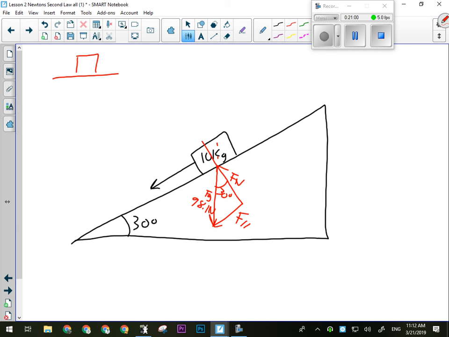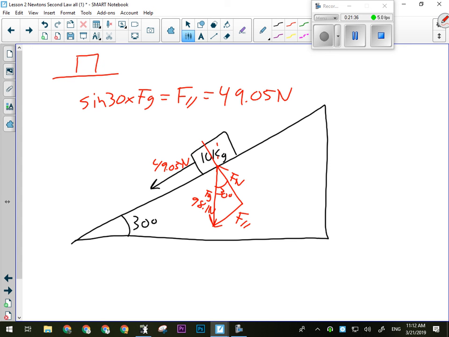Now I can calculate F parallel. F parallel is opposite the angle, and I have the hypotenuse. So what trig function do I use? Sine. The sine of 30 degrees times the force of gravity, which is the hypotenuse, will give me F parallel. So it'll be 49.05 newtons. All right. Since there's no friction, that's my net force.